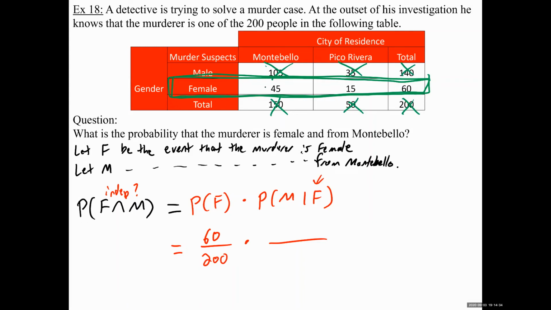Okay, so then the bottom number is going to be how many people are left in the table, which is 60. Okay, 60 people total if you're just looking at the female column. And then how many of those people are from Montebello? 45, yeah. And then you can multiply straight across. I don't feel like doing that because the numbers are big. But if you know you can cancel the 60s, cancel the 60s. And the answer is 45 over 200. And that is the end of the story on example 18. Questions?